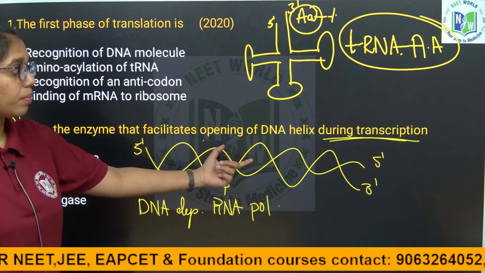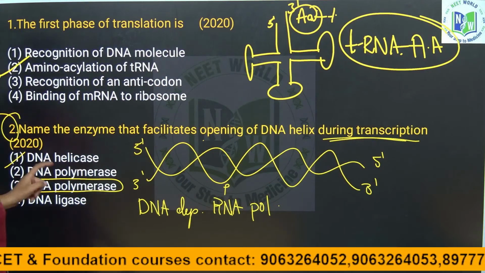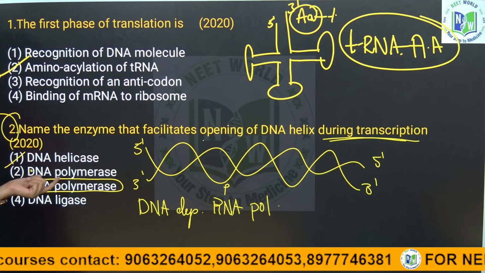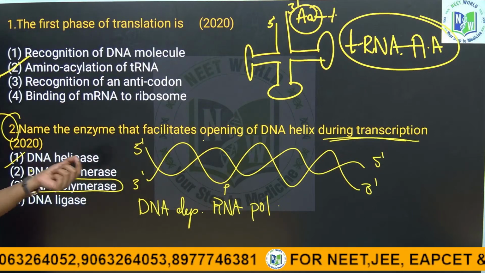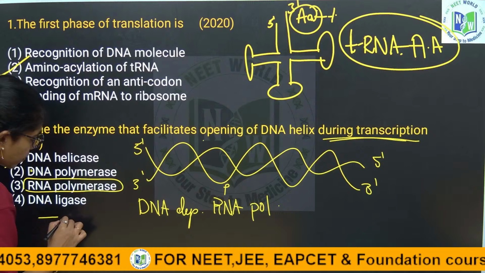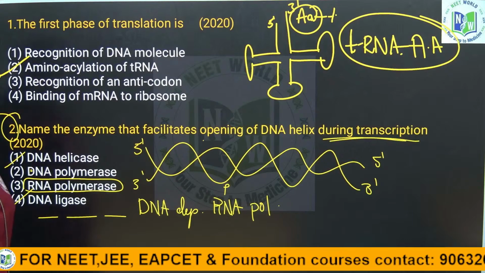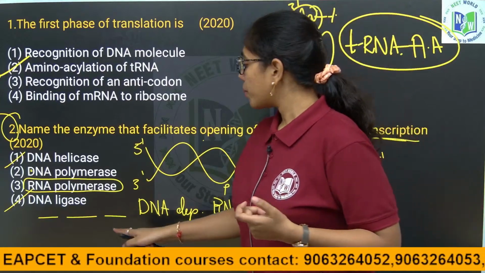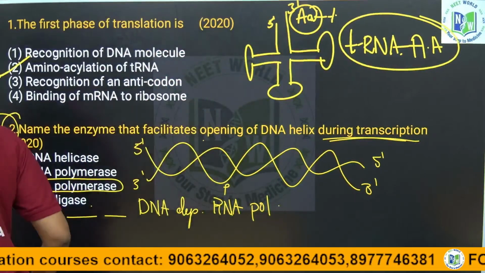If the same statement he asks during replication, it is DNA helicase that opens the double stranded DNA. Then DNA polymerase synthesizes or polymerizes the new DNA strand. DNA ligase will attach the Okazaki fragments, the last step of DNA replication. Clear? Yeah. Next question.